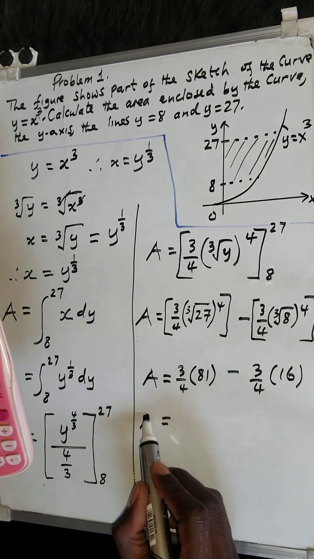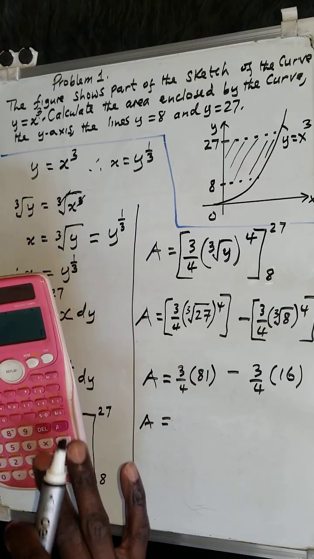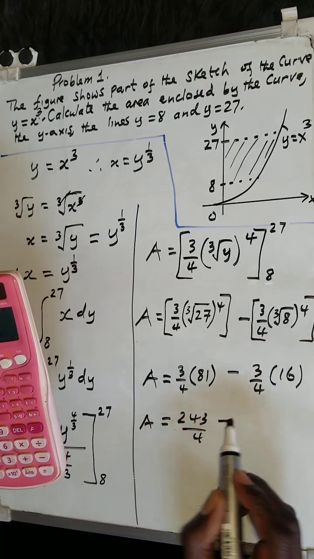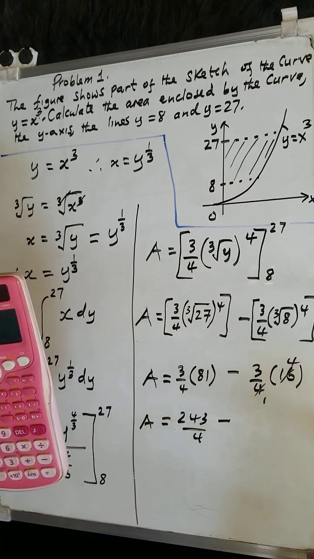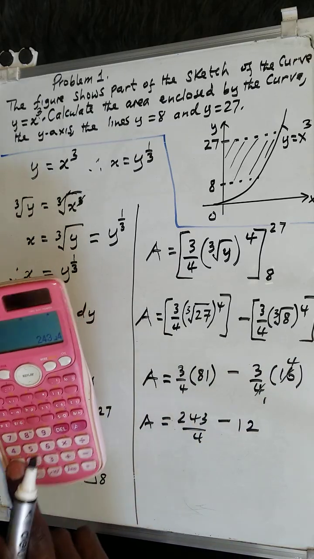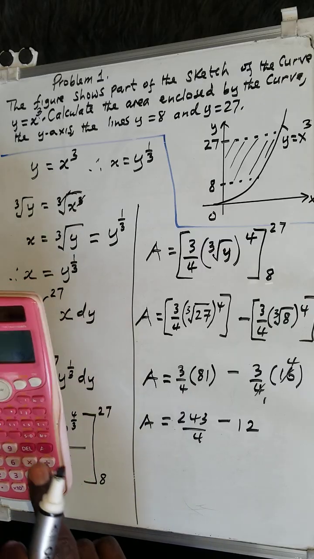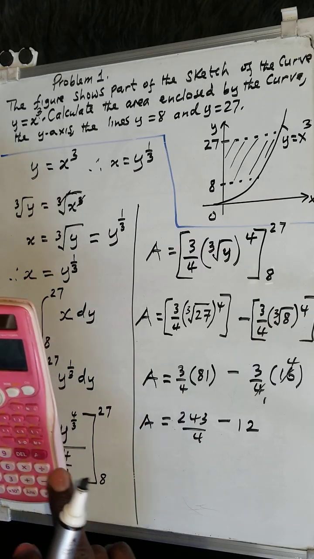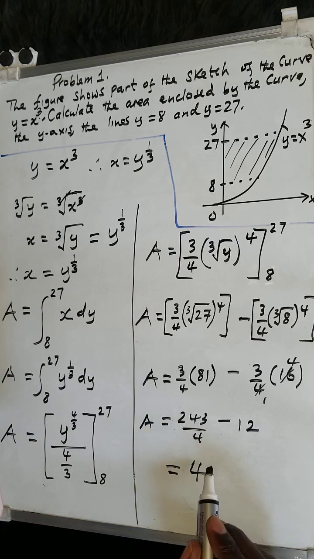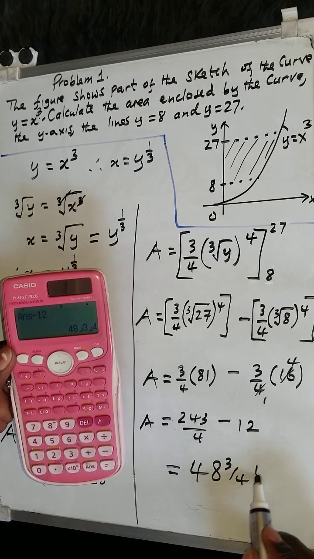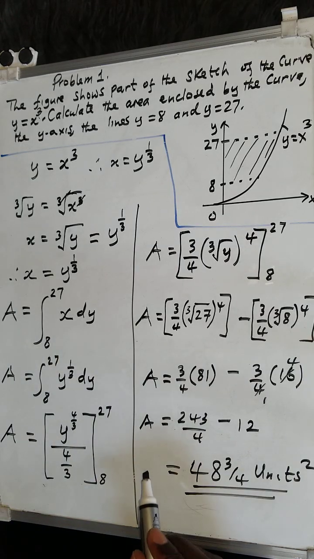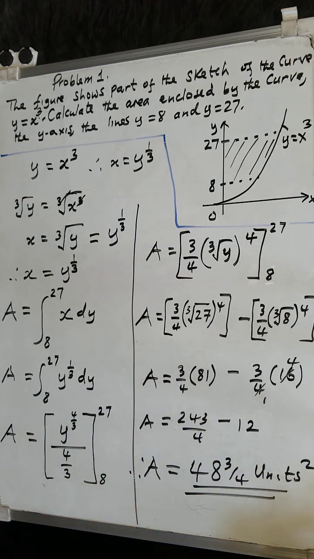So if you look at that, if you multiply 3/4 by 81, that is going to give you 243/4, minus, the 4 there and the 16, 4 times 4 will give us 12. So this value, 243/4 minus 12, is actually going to give you 48 3/4, and we are going to write that as square units. So this is the way you can actually find the area. So this is the final answer that we are getting there.